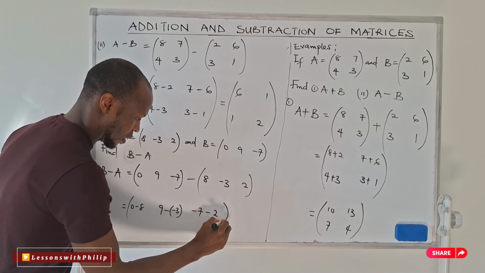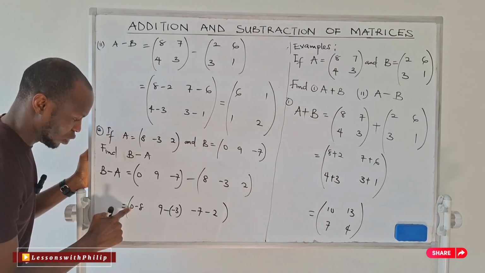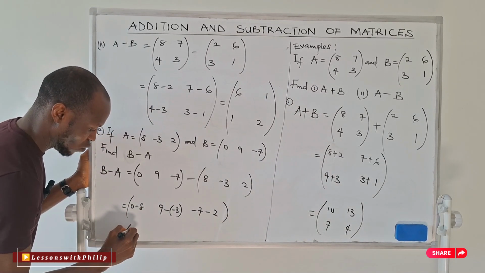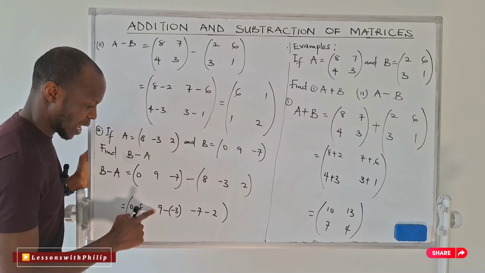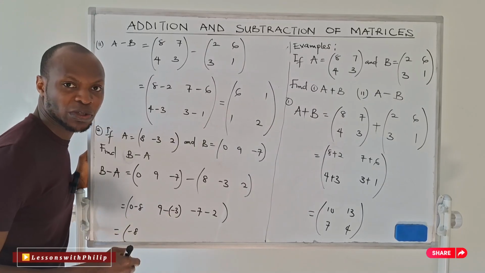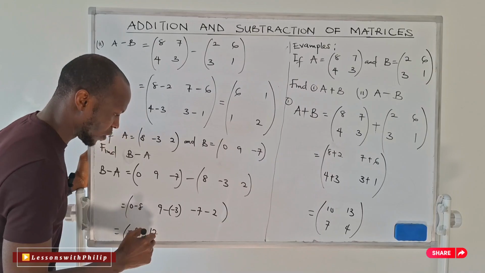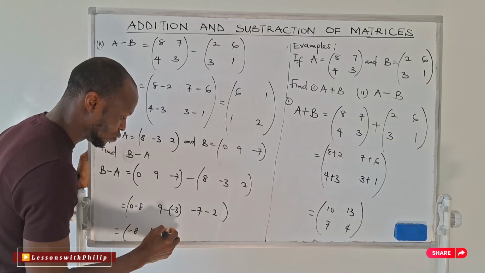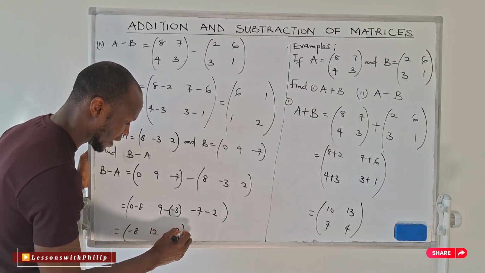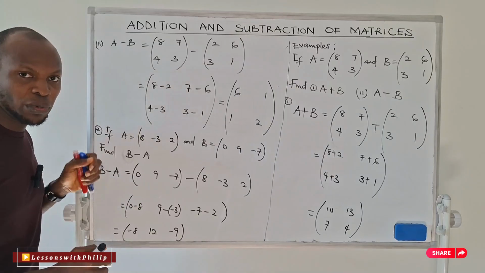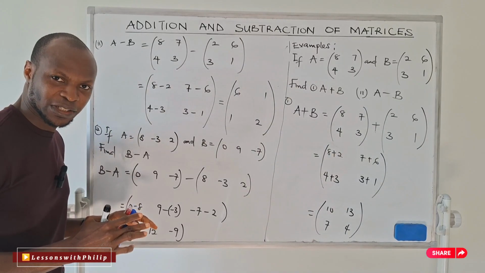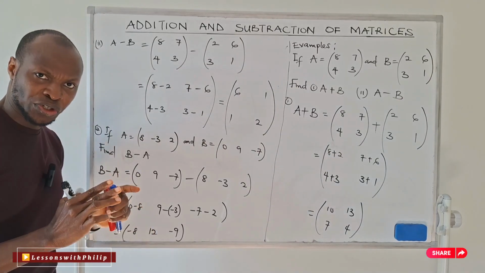Okay? Close brackets. So 0 minus 8 will be minus 8. 9 minus minus 3 will be 9 plus 3. And that is what? That is 12. Okay? Minus 7 minus 2 will be what? Minus 9. And that is the resulting matrix. Okay? Do you get it?